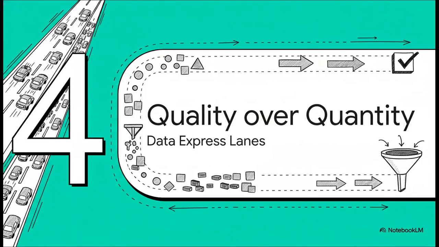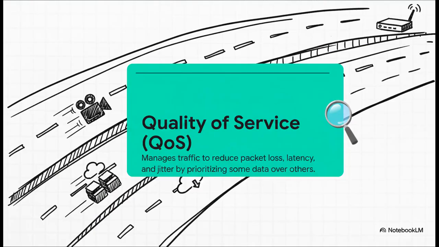And that brings us to our final challenge, and it's maybe the most modern one. In a world full of digital traffic jams, what if some of that traffic is just more important than other traffic? This is where we get into the idea of creating express lanes for our data. This whole concept is called quality of service, or QoS. Its entire job is to manage traffic by prioritizing certain data streams over others.